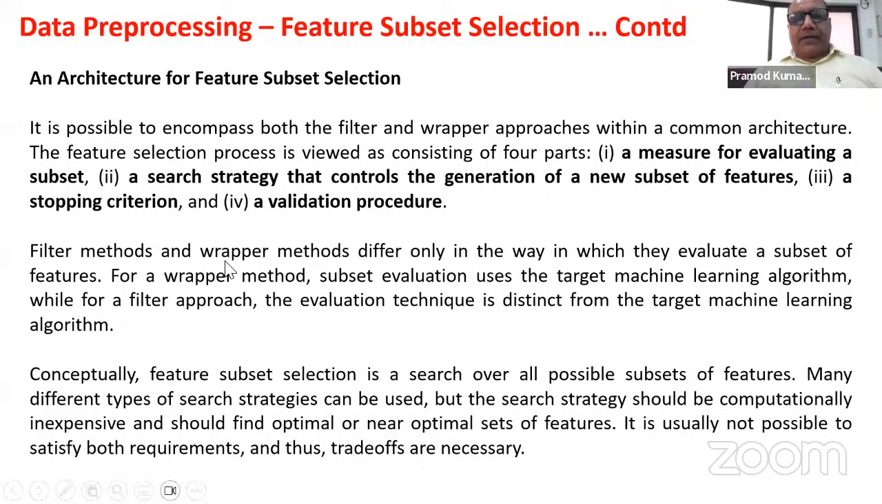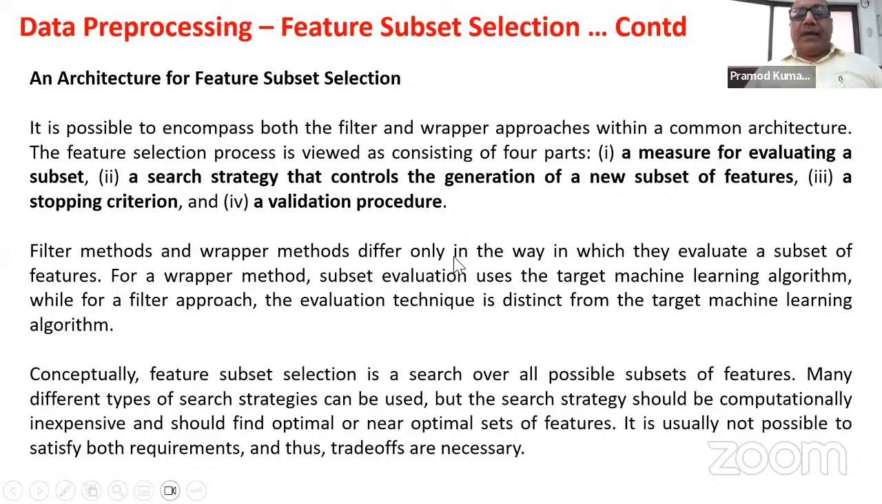We will take the architecture in the next slide, so don't worry. The filter methods and the wrapper methods differ only in the way in which they evaluate the subset of features. This is important. They differ only in how they evaluate the subset, meaning the first criterion which is written here. That is the only difference.